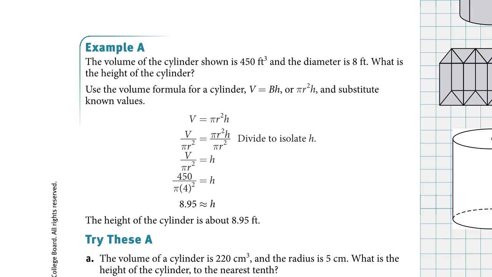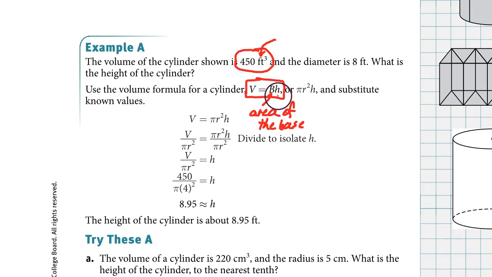In example A, there is a cylinder, and its volume is 450 cubic feet. So first of all, notice that the unit for measuring volume is cubic units, not square units like you use for area. Example A also has the formula you use to find the volume of a prism or a cylinder. For a prism or a cylinder, the formula is volume equals B times H, where the capital B is representing area of the base. The H is the height of the cylinder or the prism.